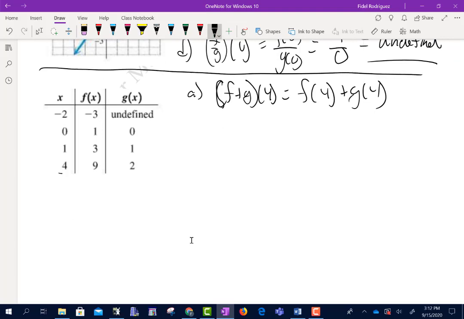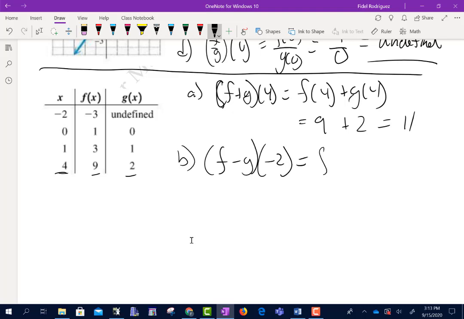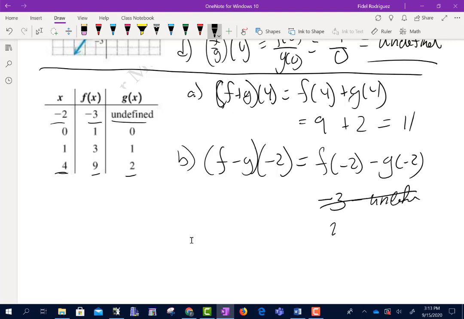Okay, when x is 4, the f value is 9. When x is 4, the g value is 2. 9 plus 2 is 11, right? Part B, we wanted to find f minus g at negative 2. So we're going to find f of negative 2, we're going to find g of negative 2, and we're going to subtract them. Okay, at negative 2, the f value is negative 3. Minus here, it is undefined. So the whole thing here is again undefined. Okay.